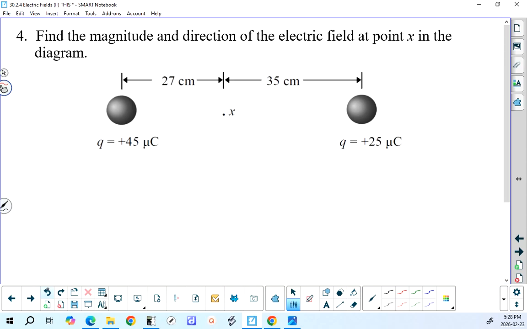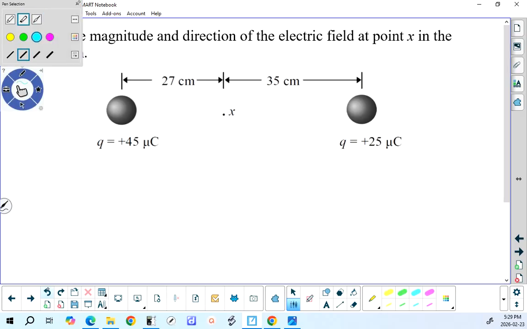I said we're going to do two things in this lesson. One is field lines and field diagrams, and the second one is finding electric field strength and direction due to multiple sources. So you're given this diagram where we have two source charges, and you're given some point in space x. And I think it's very important you understand this point x, there's nothing there. It's just a point in space.